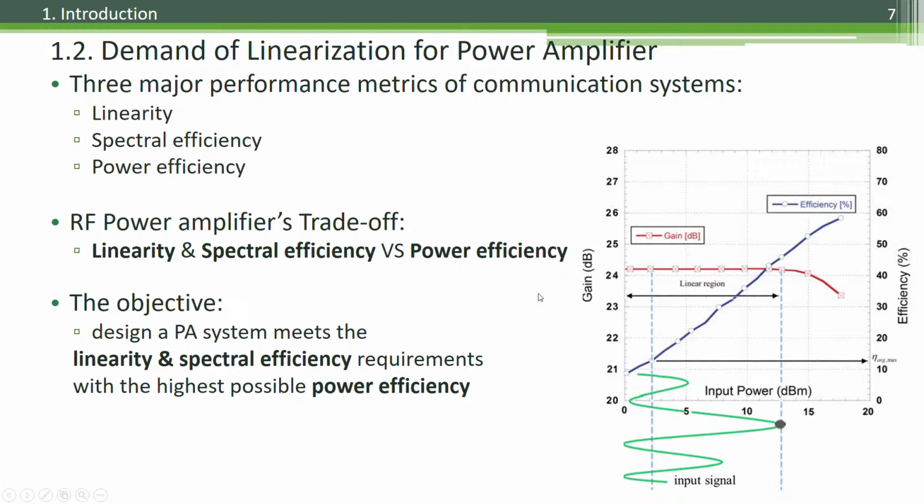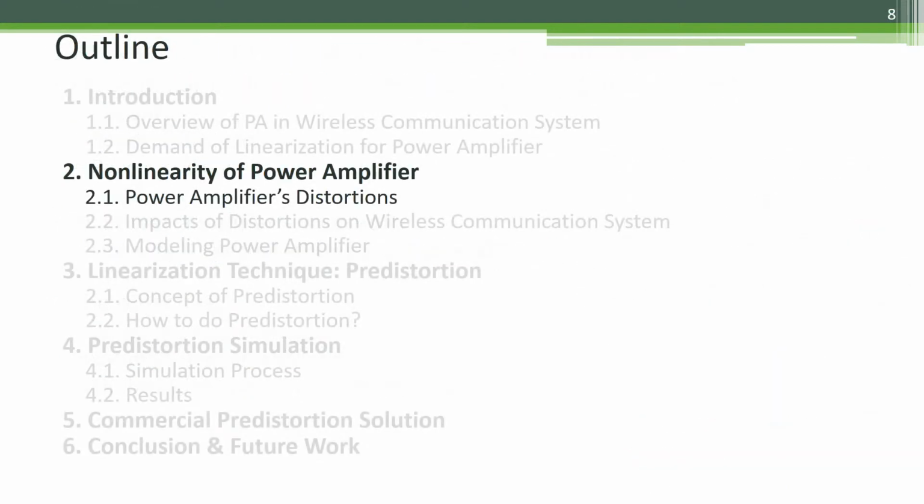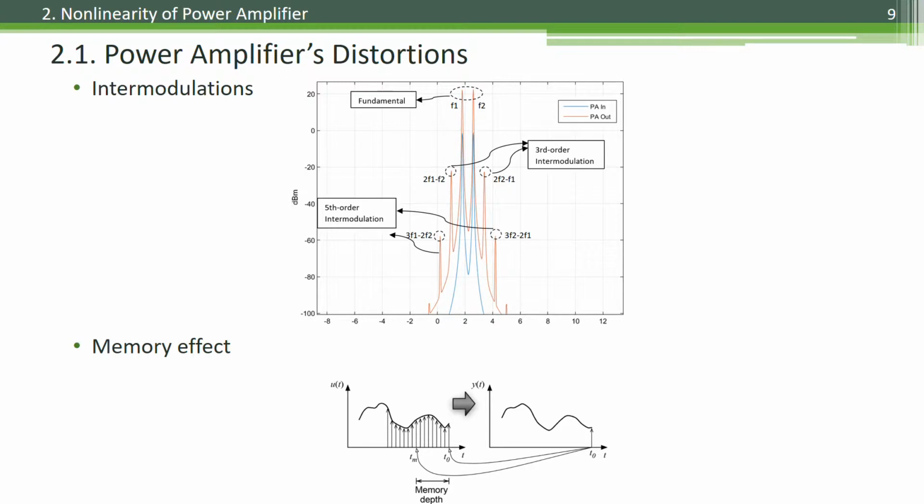So the objective is to design a PA system that meets the linearity and spectral efficiency with the highest possible power efficiency. And in order to achieve this objective, we need to understand the nonlinearity of power amplifier. Nonlinearity of PA comes from distortion including intermodulation and memory effect.